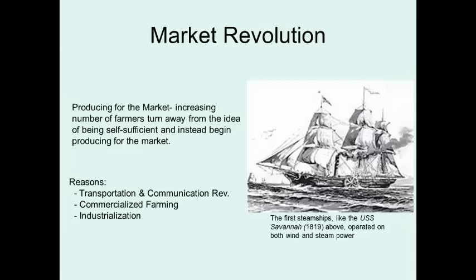The market revolution occurs in America for 3 main reasons, in this order. First, there is the transportation and communication revolution. Second, we begin to see a transition to commercialized farming. And third, we will see industrialization. And we'll talk about each one of these 3 reasons in turn.